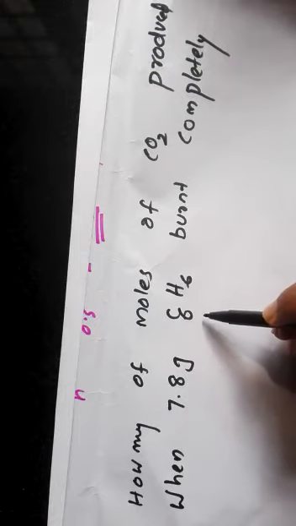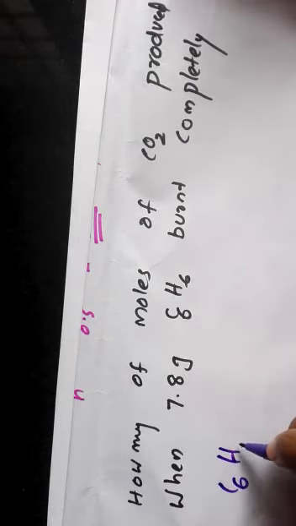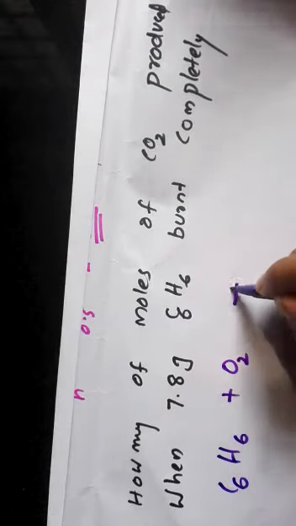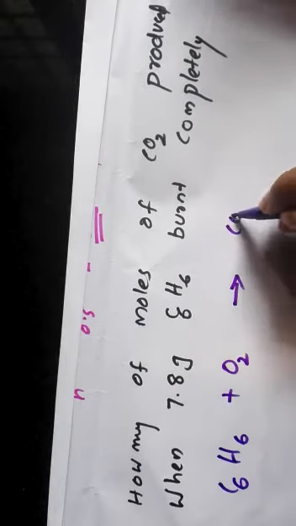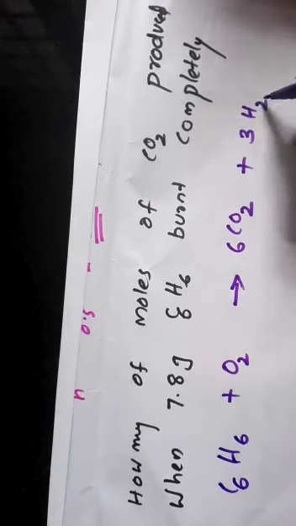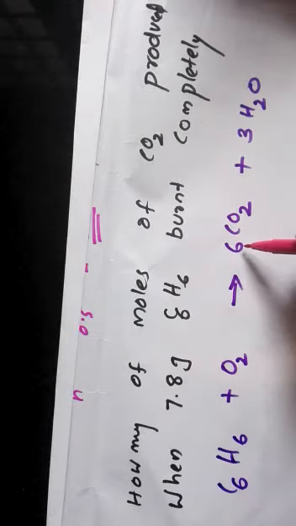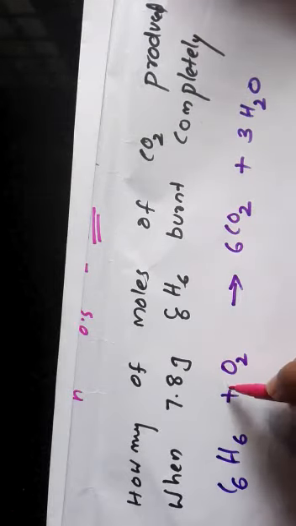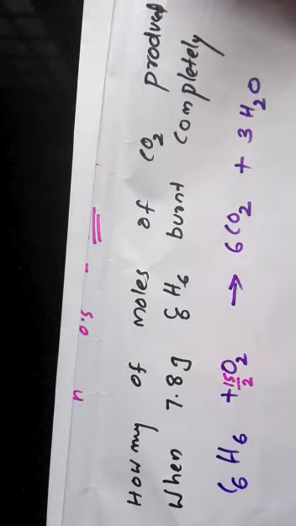The question is this: how many moles of carbon dioxide are produced when 7.8 gram benzene is burned completely? C6H6 burned, reaction with oxygen. When benzene is burned, carbon dioxide, how many? 6. How many water? 3, H2O. Okay. How many oxygen? 12, 15. Therefore, don't write a 15, write 15 by 2.